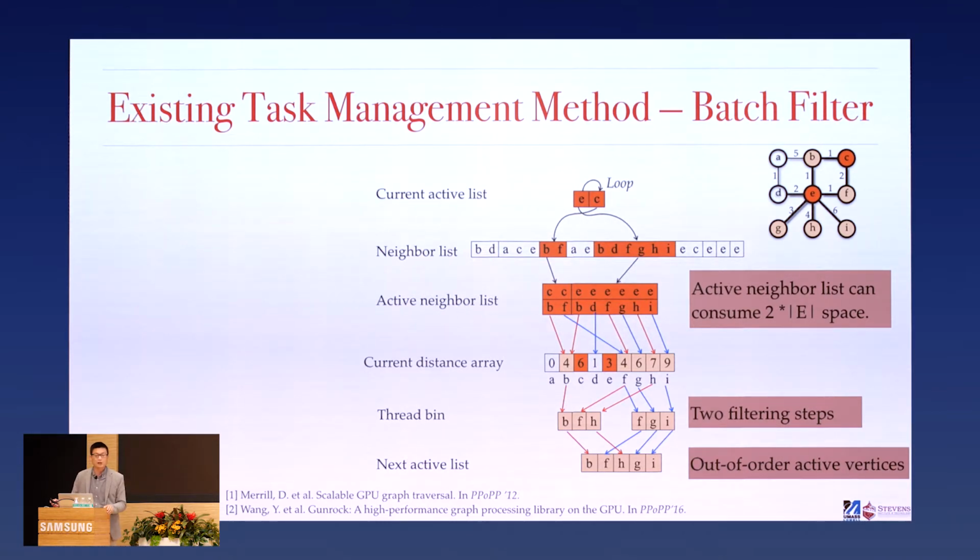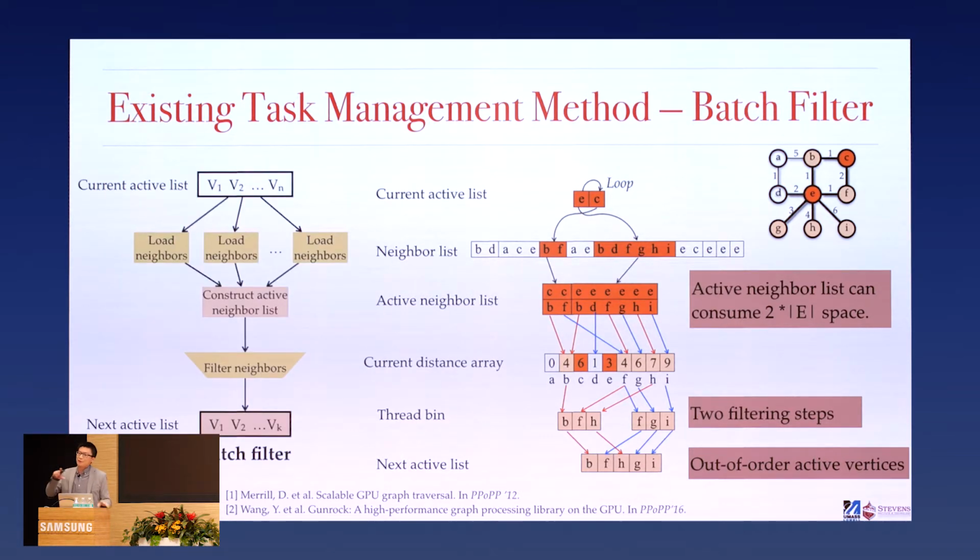And you also generate out-of-order active vertices. It should be A, B, C, D. Well, here it is B, F, H, G, I. So those vertices that are smaller appear later. So it's out of order. You can make your memory access pattern very bad in the next iteration, right?